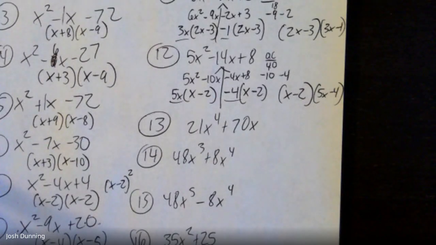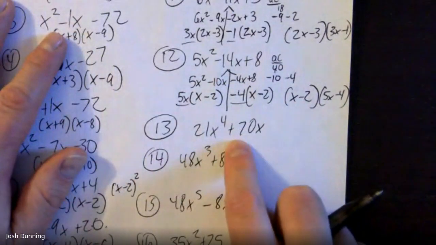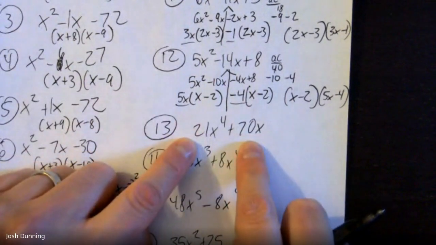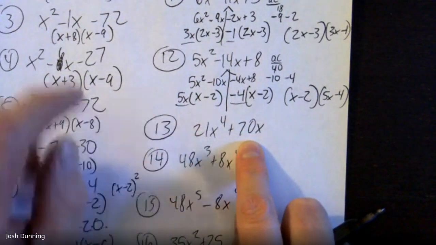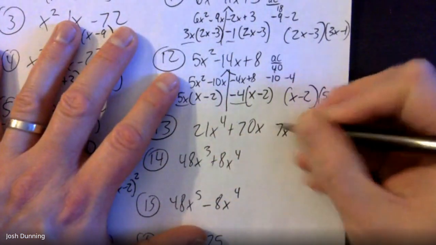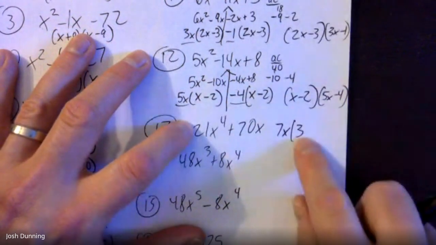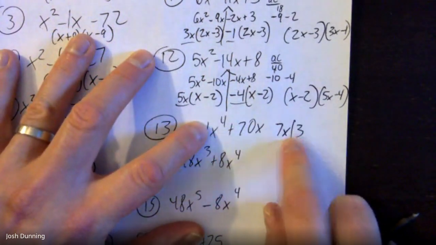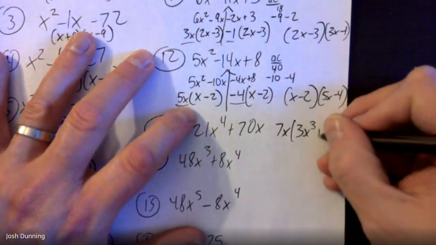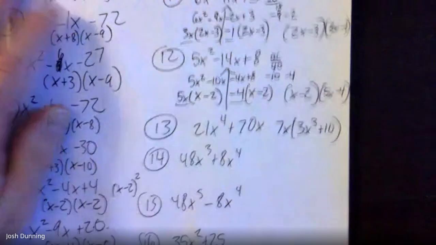Now, these say GCF. It's not a trinomial. Couldn't be dots because that's not a minus sign. So all we got to do, I can divide both the 21 and the 70 by 7. And there is an x in both. Go to the lowest power. 21 divided by 7 is 3. X to the 4th divided by x, 4 minus 1 leaves you with x cubed. 70 divided by 7 is 10. Done.